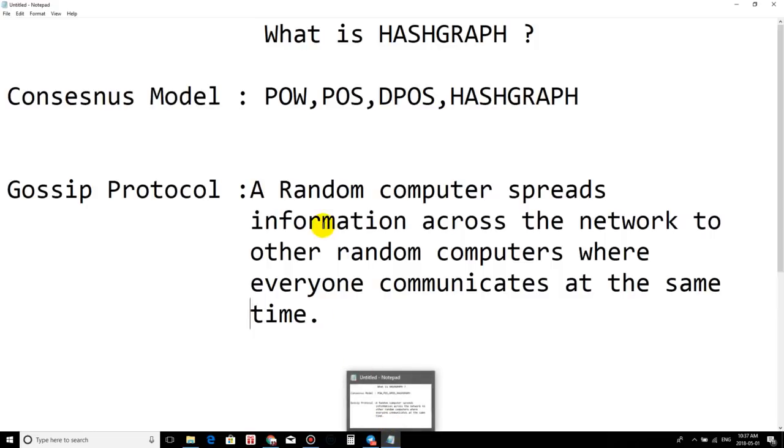So what is Hashgraph? Guys, Hashgraph is essentially a consensus model. The more popular consensus models out there are POW, which is proof of work, proof of stake, delegated proof of stake, and now we have Hashgraph. If you're living in, say, the Pilgrim ages of cryptocurrency, proof of work was the first of its kind in terms of a consensus model.